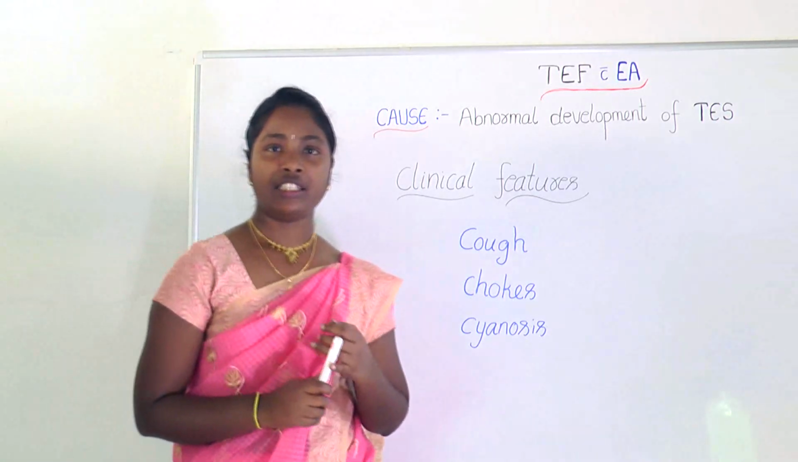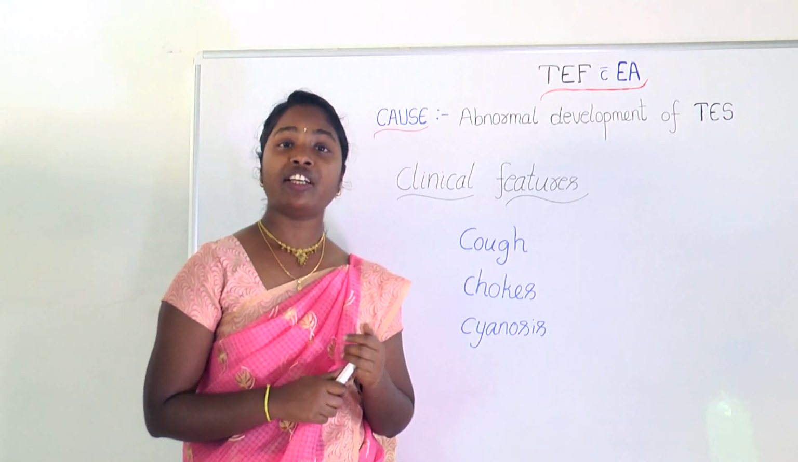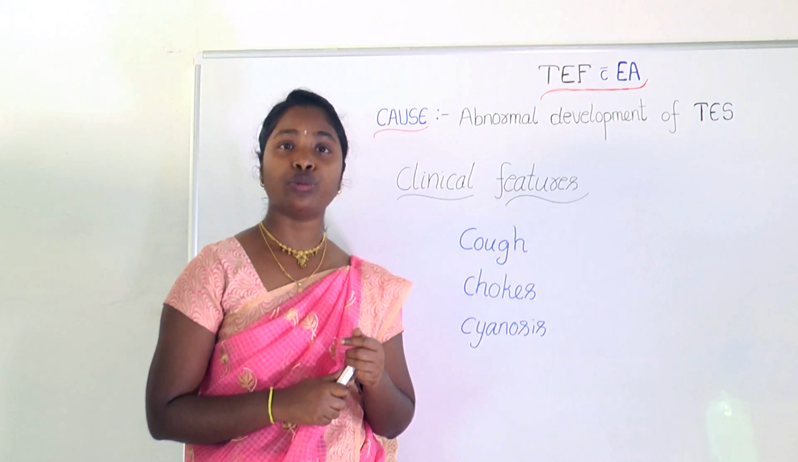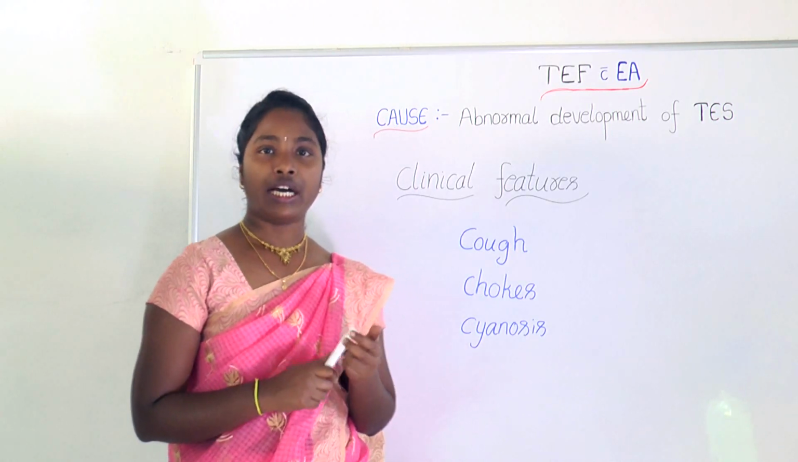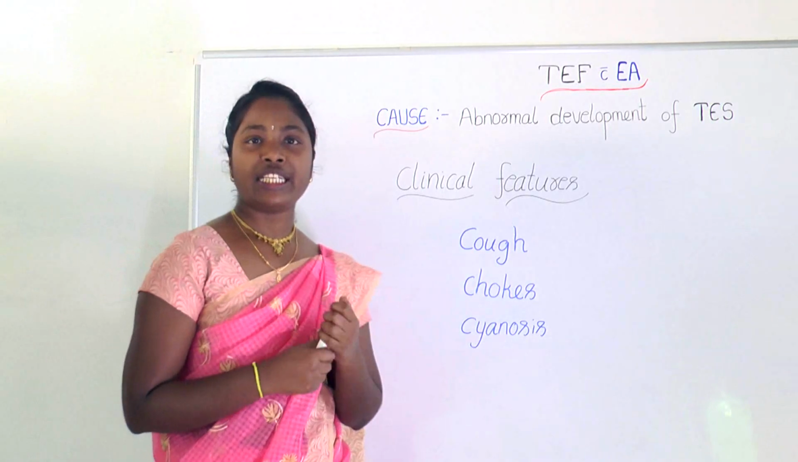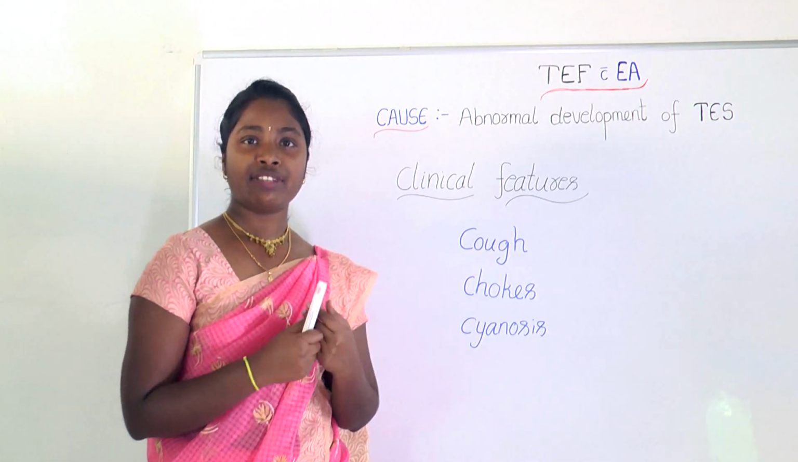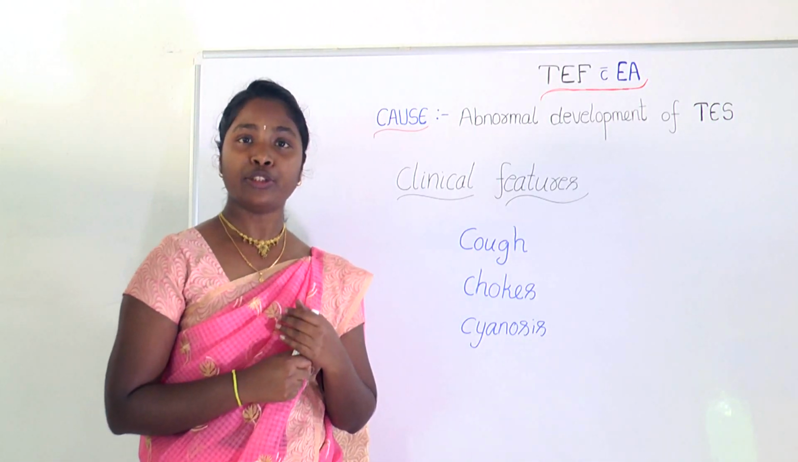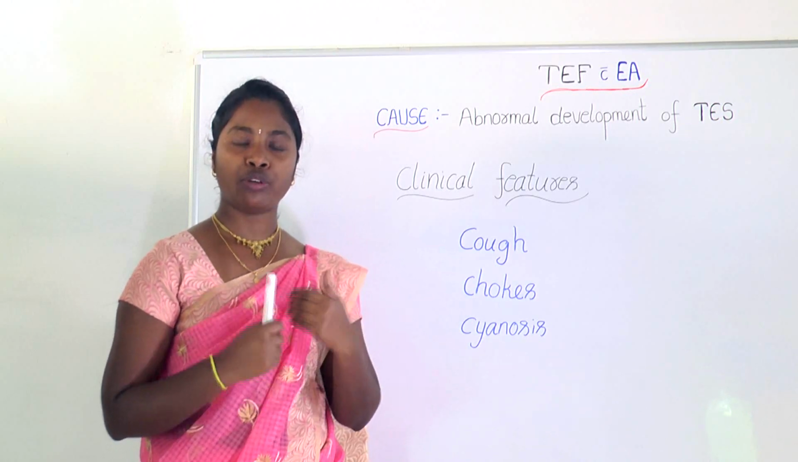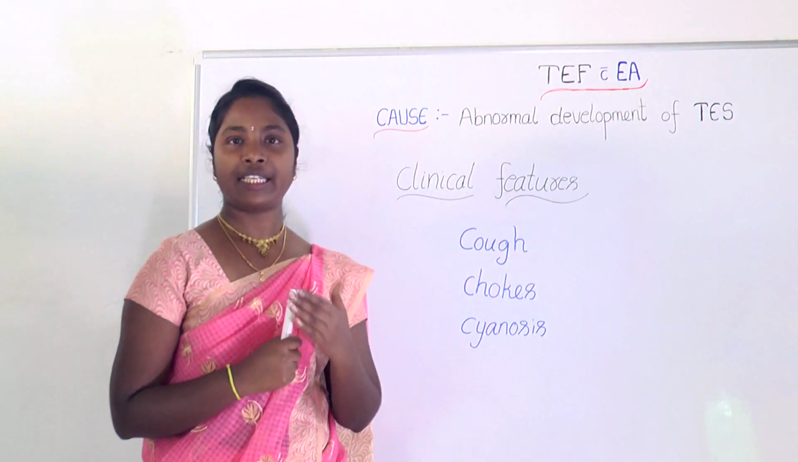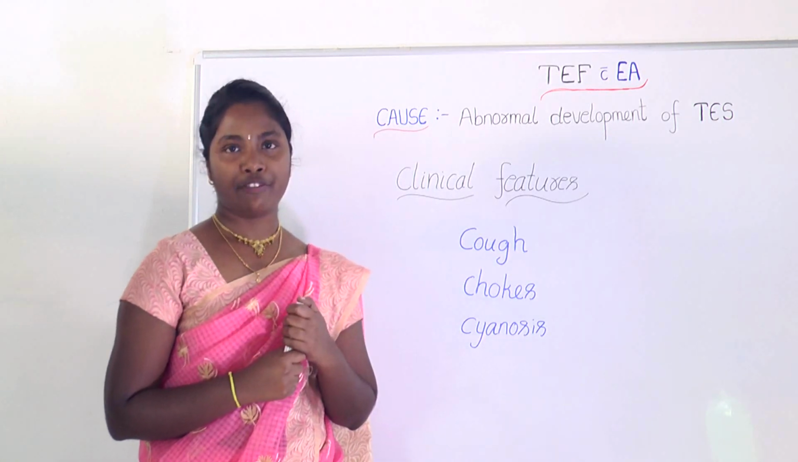So in this condition, the baby will exhibit excessive salivation, which leads to drooling of saliva and choking, regurgitation, gagging reflex, as well as abdominal distension due to accumulation of swallowed air whenever the baby is crying. These are the clinical manifestations.